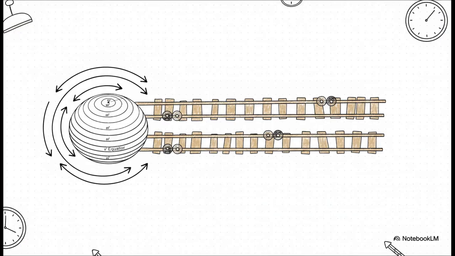Now look at this picture from your book. See those lines going around the Earth? Latitudes are full circles that run east to west. And notice the most important thing. They are parallel. Just like railway tracks, they run alongside each other, but they never ever meet.